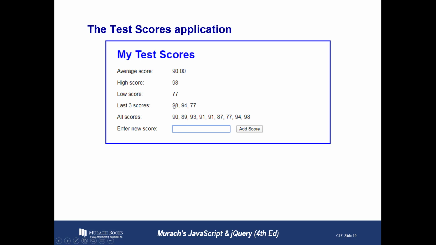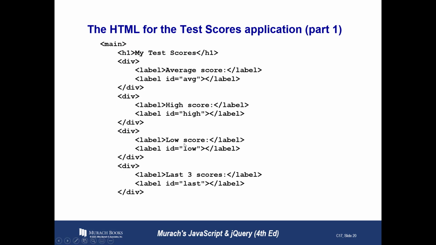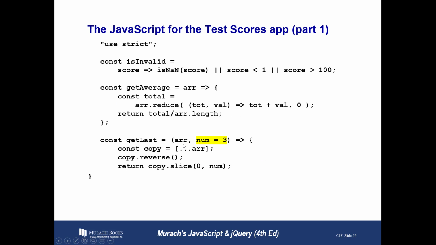It will update the average by adding all of them. So if I put in here a 50, 50 should go on the end here. Now it should be 50, 98, 94, and the 77 will drop out. 50 will become the new low score, and the average, I'm sure, will go down because it's a 50. And again, they run through the HTML and look at the JavaScript. Notice they're using arrow functions here.